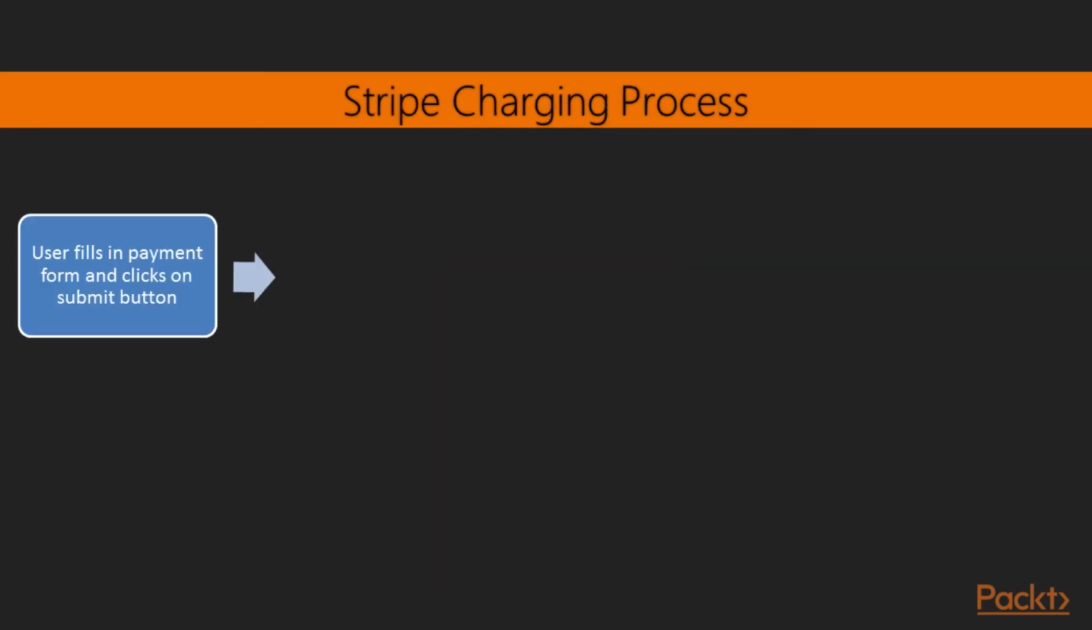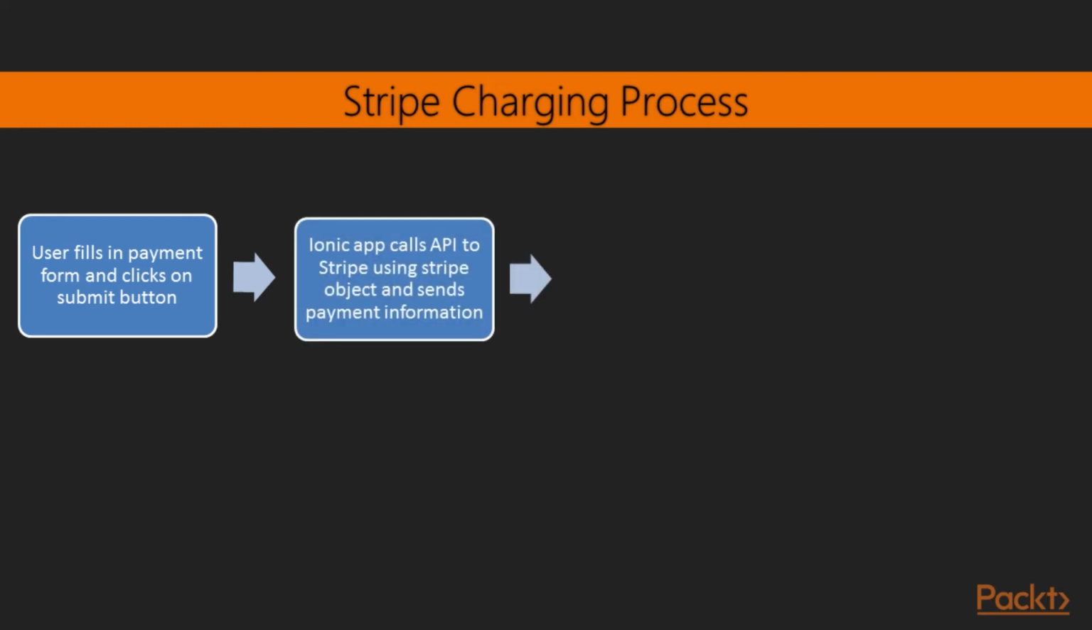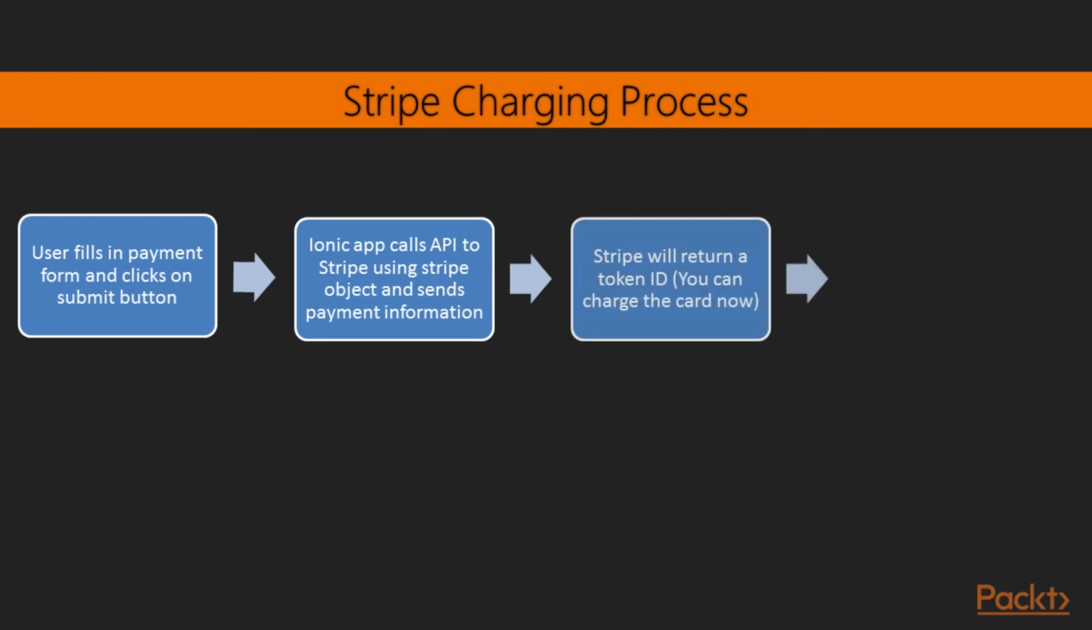Let's see how the Stripe charging process works. The user fills in the payment form and clicks on the Submit button. The front end, your Ionic app, will call the API to Stripe using the Stripe object and send along all the payment information. Stripe will return a token ID, which is basically a way to confirm that everything is correct and you can charge the card now.